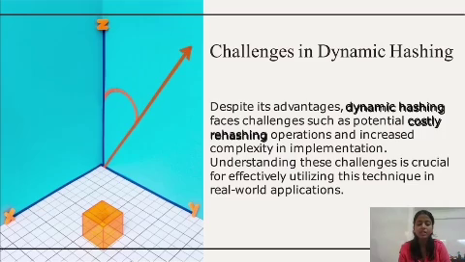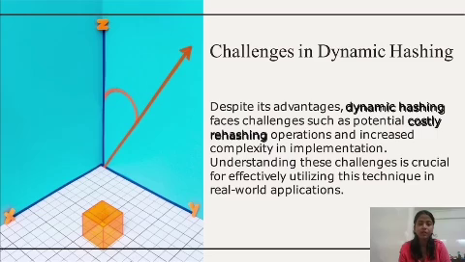Second one is performance overhead. While dynamic hashing is designed to handle large and variable data, it introduces some performance overhead due to frequent splits and merges. Each time a bucket is split or merged, there is a computational cost involved, which can slow down data access during these operations.